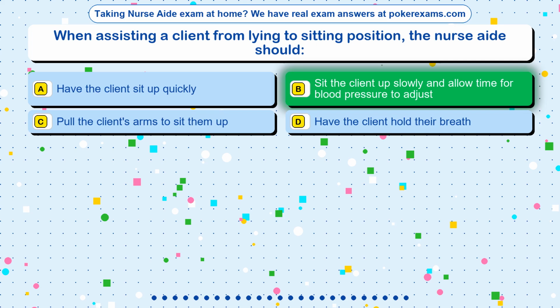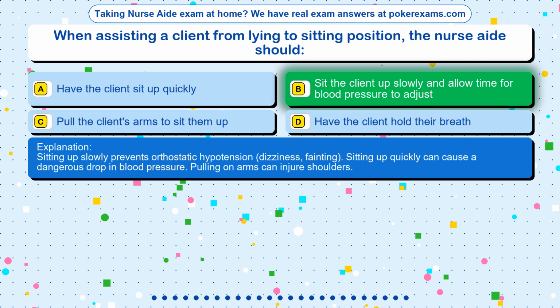The correct answer is option B. Sit the client up slowly and allow time for blood pressure to adjust. Sitting up slowly prevents orthostatic hypotension, dizziness, fainting. Sitting up quickly can cause a dangerous drop in blood pressure. Pulling on arms can injure shoulders.